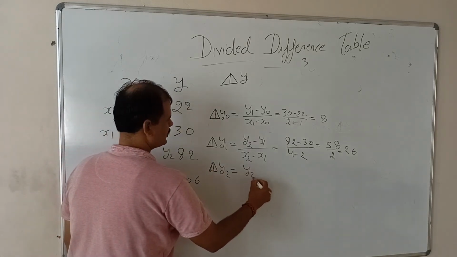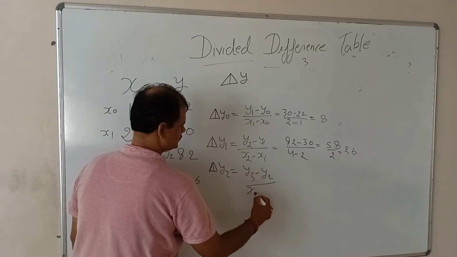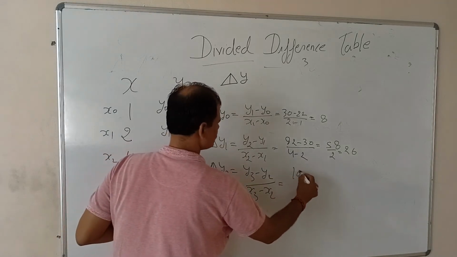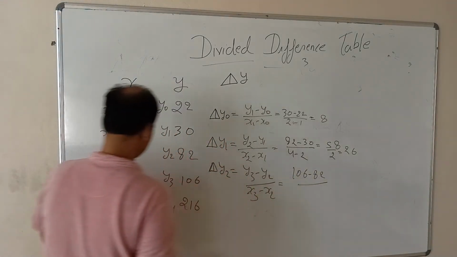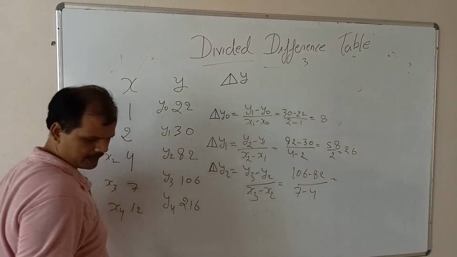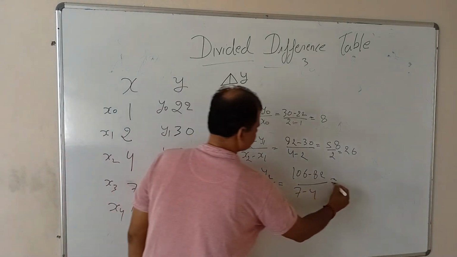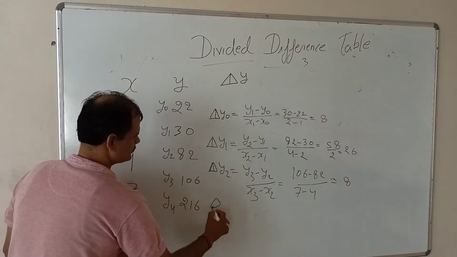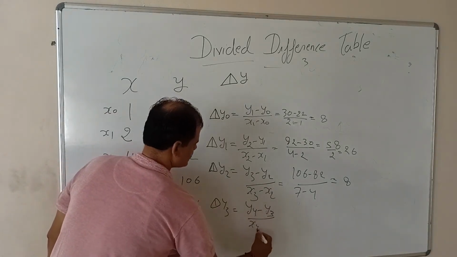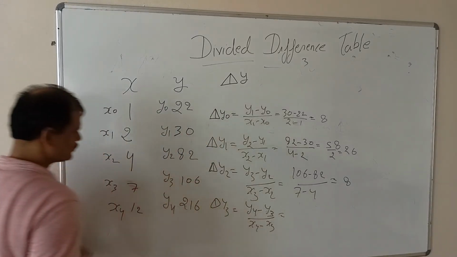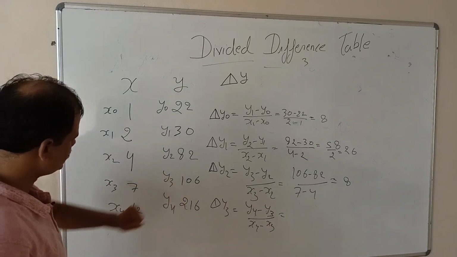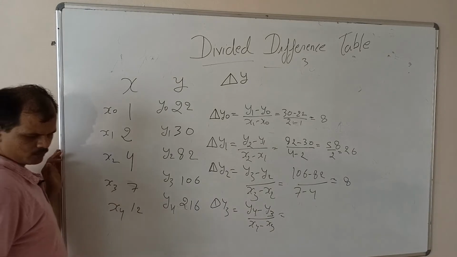Now del y2. So it will be y3 minus y2 by x3 minus x2. So y3 is 106 minus 82 divided by 7 minus 4. So this is your del y2. So we have 8 here, and del y3 equals y4 minus y3 by x4 minus x3. So you substitute the value, you get the answer. So it will be 216 minus 106 divided by 12 minus 7. So we get the 22.